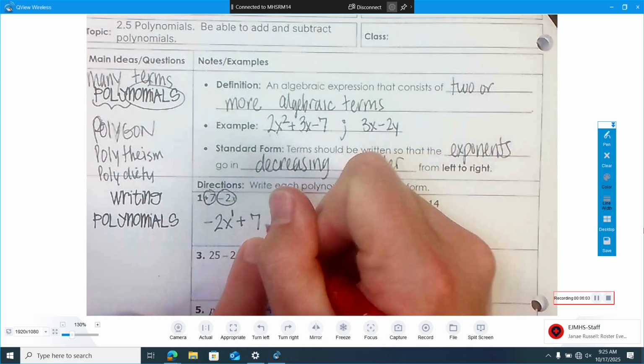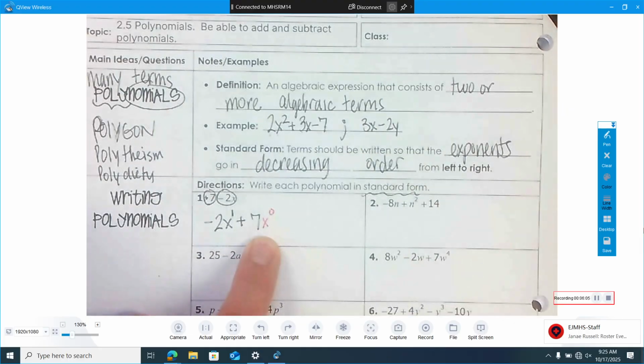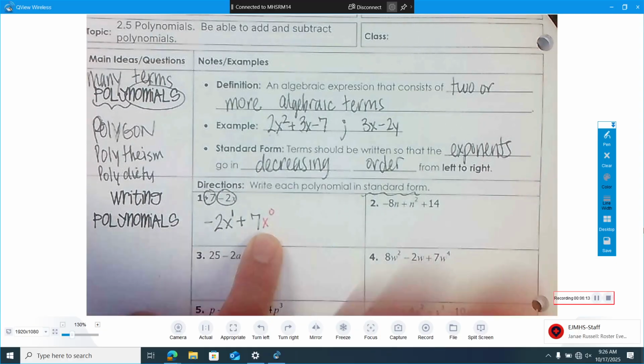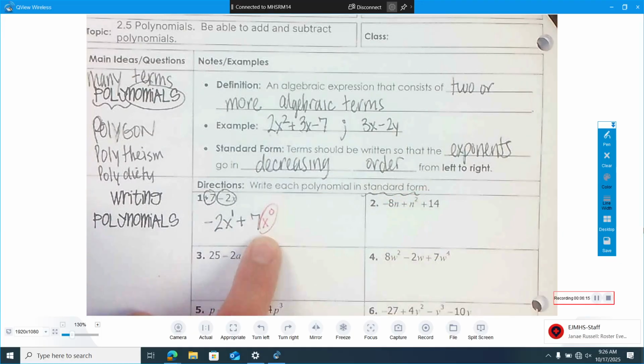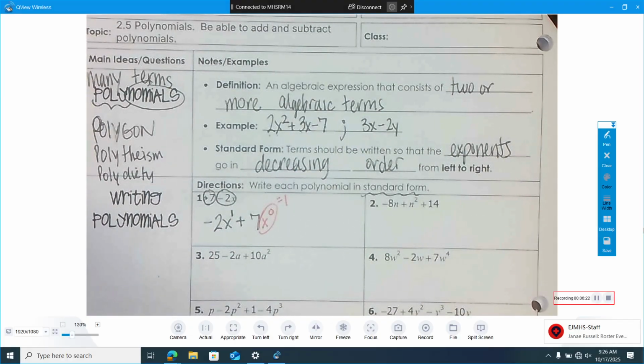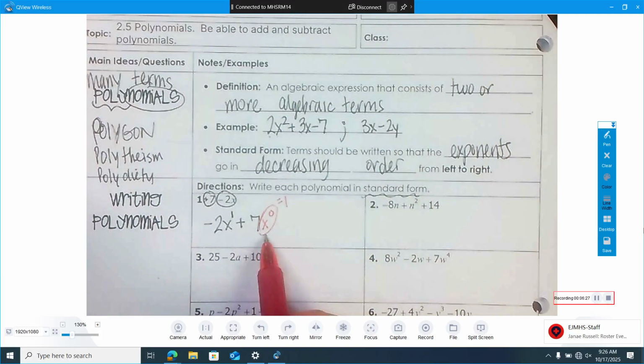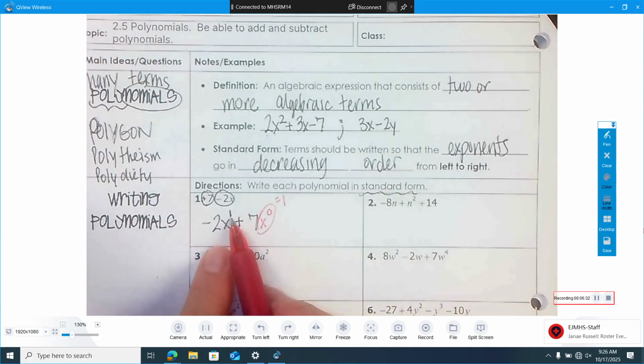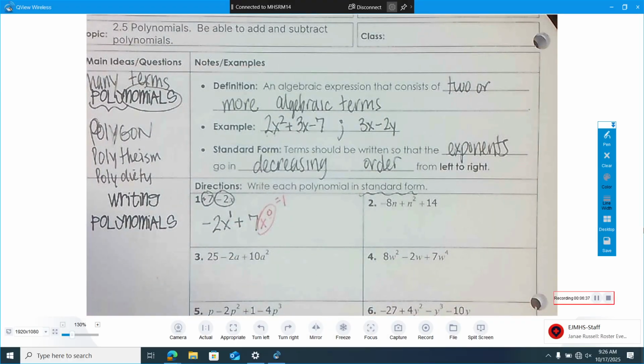It actually has an x to the 0 on there. How come I don't see x to the 0? What is any number to a power of 0? Oh, it's one of our rules. It's 1. Yeah, it equals 1. And so it was there before, but we simplified it because it just equals 1. And so I don't need to write 7 times 1 because that's just 7. And so we can see here that the exponent of 1 and then there's the exponent of 0. So those are in decreasing order.